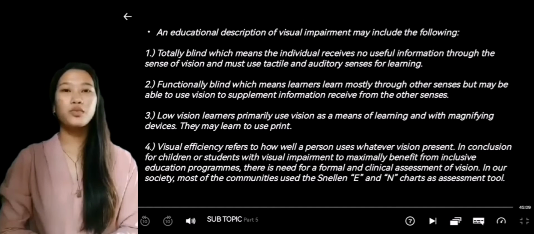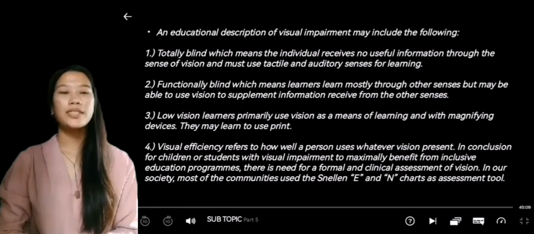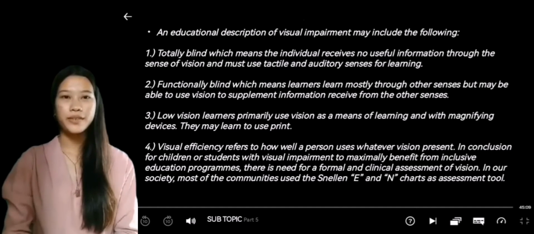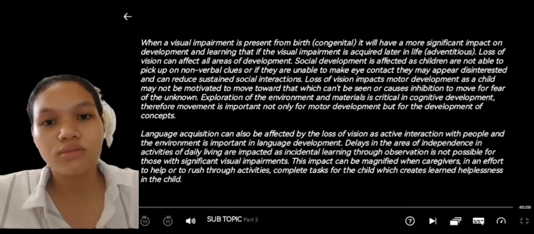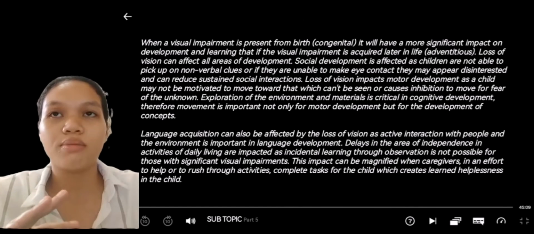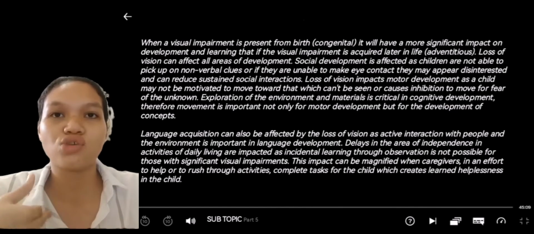And I think that would be all with my topic. And the next reporter is Ms. Cobero. Good day everyone, I am Judan Cobero and I'm going to discuss the impact of having a visual impairment.